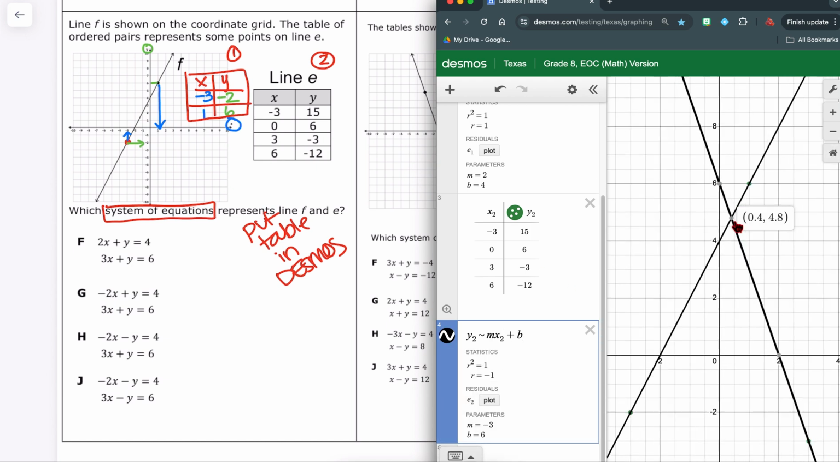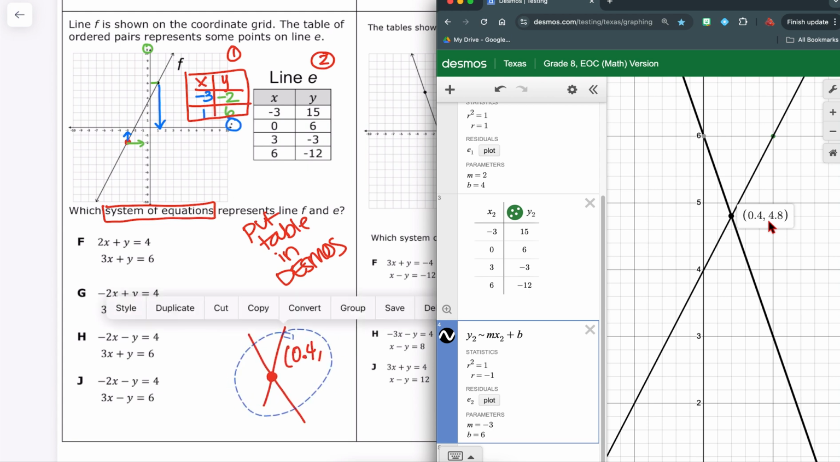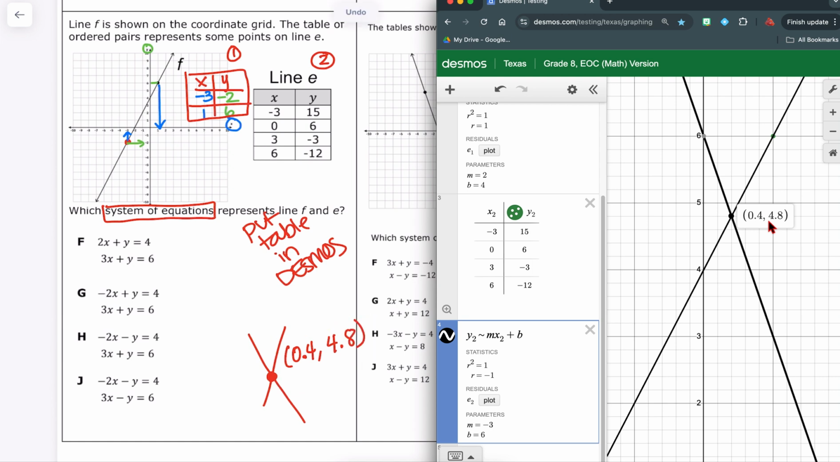And then we want to see where they touch. So right here. So I have my little picture. We're going to do 0.4, comma, 4.8. This is what I want in my answer. Okay, I want to find this. So now, with my answer choices, I'm going to do, drum roll, menu 3, 2. It's all about menu 3, 2.